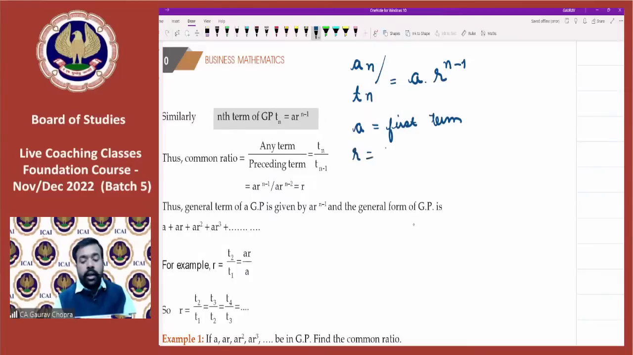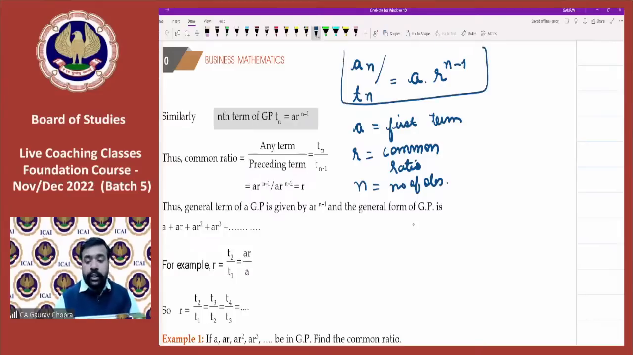What is r? r is the common ratio, and n is the number of observations in the series. So this is the formula to calculate the nth term of geometric progression.